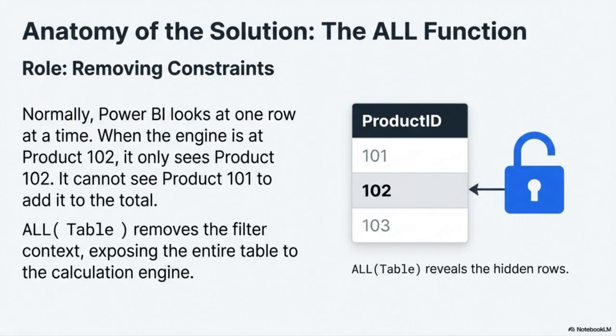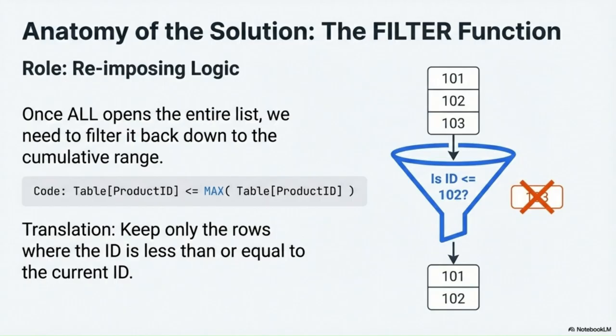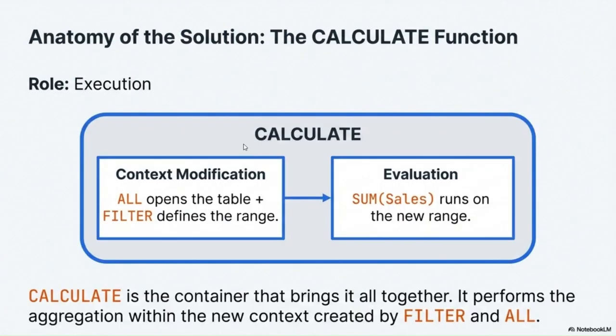To make running totals work correctly, we often remove existing filters using ALL. ALL clears the current row context so we can compare the current value with the entire data set. Without ALL, the cumulative logic may not calculate correctly. First, CALCULATE changes the evaluation context. Second, FILTER defines the cumulative condition. Third, aggregation functions like SUM calculate the running total. Understanding this structure is essential for mastering advanced DAX.